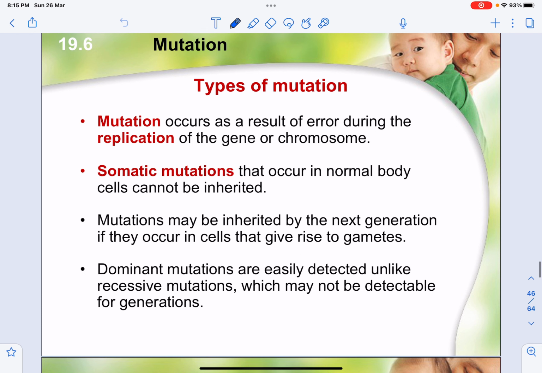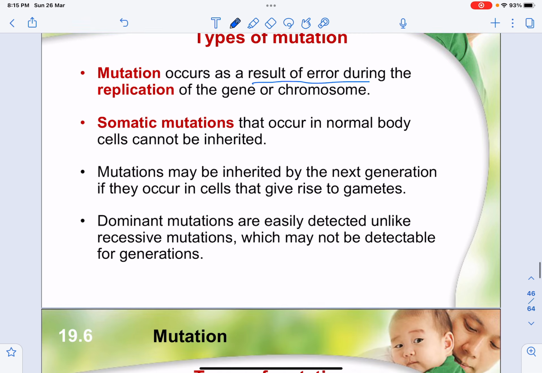So mutation occurs usually as a result of an error. This error tends to be random and happens during the replication of the gene or the chromosome. But sometimes, later on you will learn, some of these mutations can also be influenced by mutagens that can cause some form of mutation. Somatic mutations usually occur in the normal body cells and cannot be inherited, but mutations may be inherited by the next generation if they occur in cells that give rise to gametes. Dominant mutations are usually easily detected, unlike recessive mutations which may not be detectable for generations.